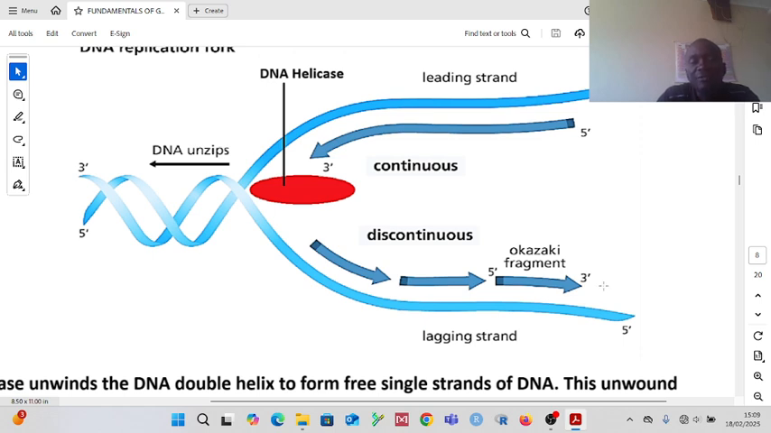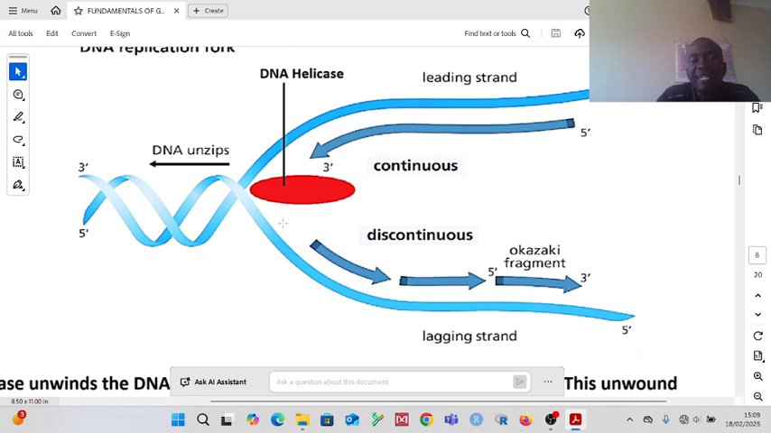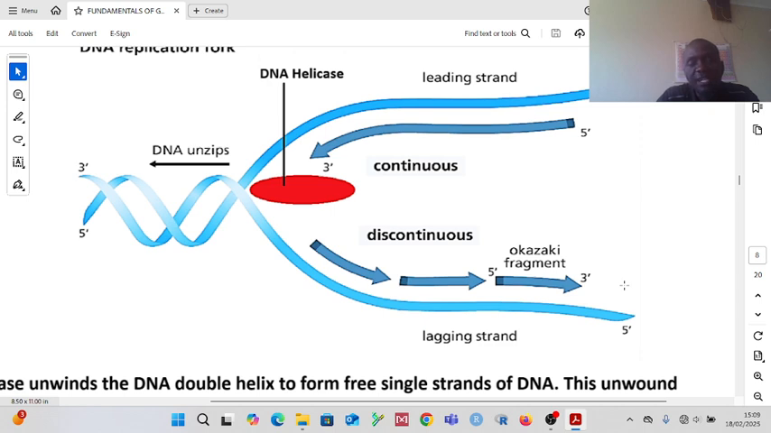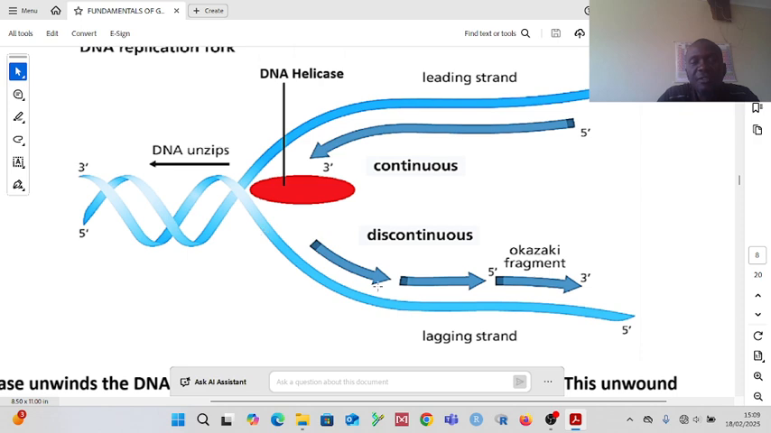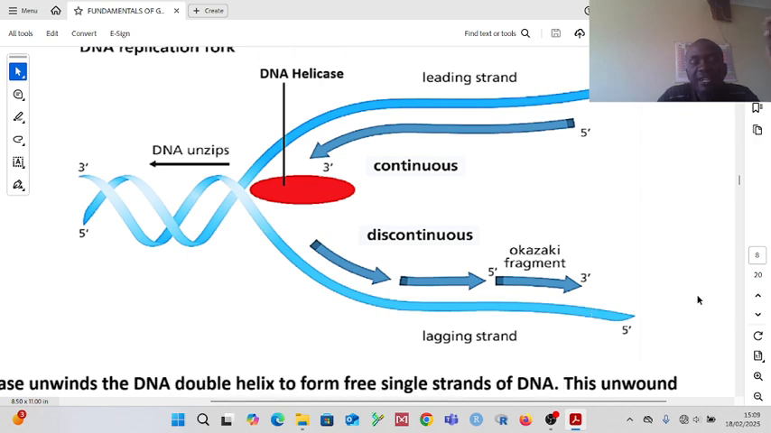Then on the other strand, where elongation is happening from inside out, that elongation is happening in short fragments, which we call the Okazaki fragments. And the strand which is being used as a template, we now call the lagging strand. That now takes me to the fourth enzyme, which will be used to piece together these fragments, the Okazaki fragments. And that's the enzyme I called the ligase enzyme.